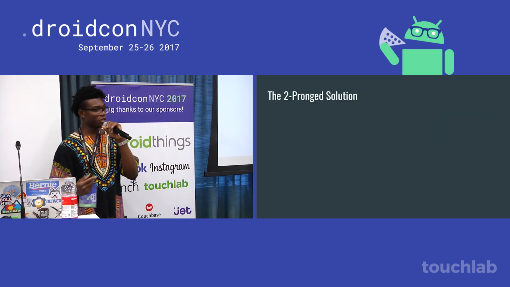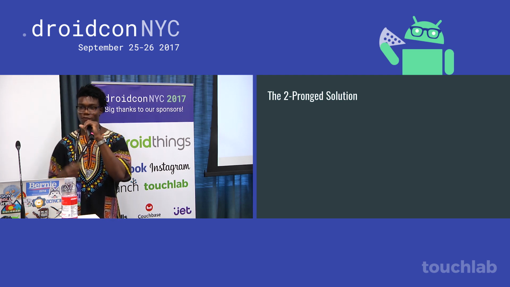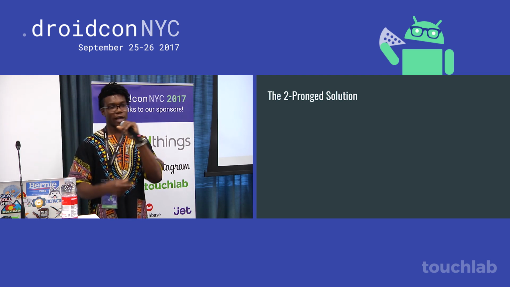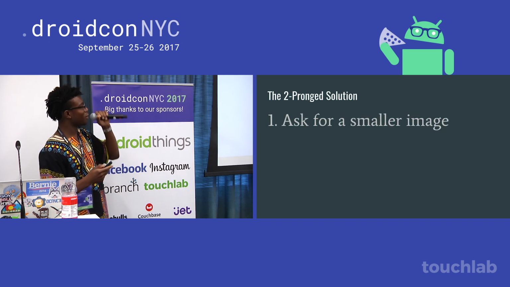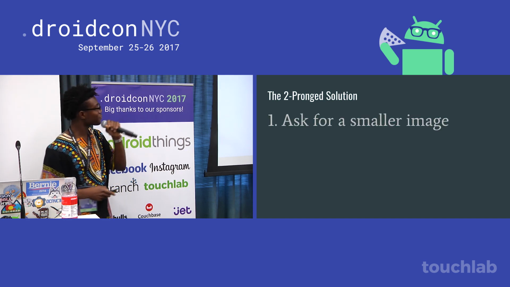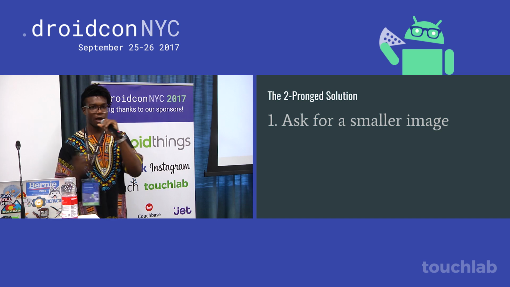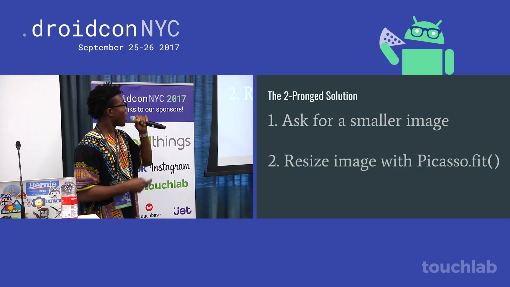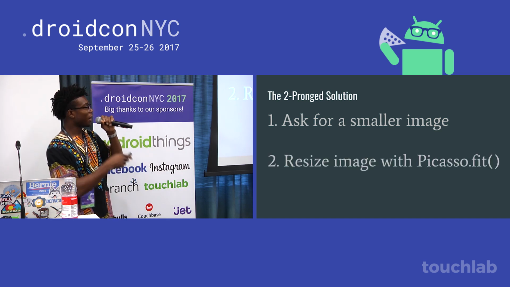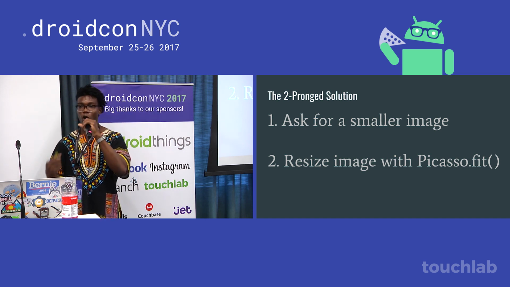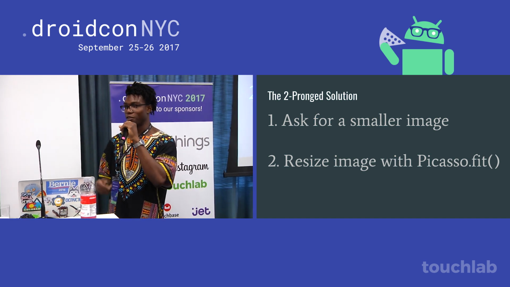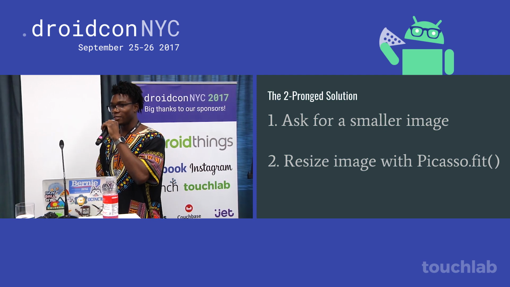Now that I understood the problem, I attacked it from two sides. Last.fm was giving me this massive artist image, so I just asked for a smaller one, and I was good to go. To prevent this problem from ever popping up again, I resized the image with Picasso.fit. This means that the image would always be displayed at the resolution that it needed to be at, the size of the image view.